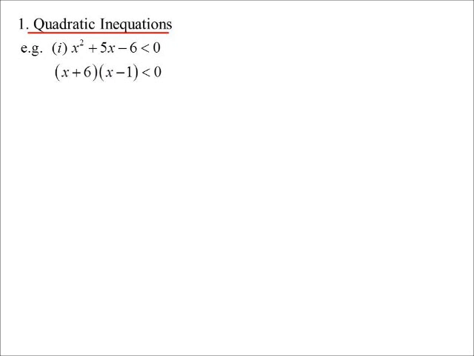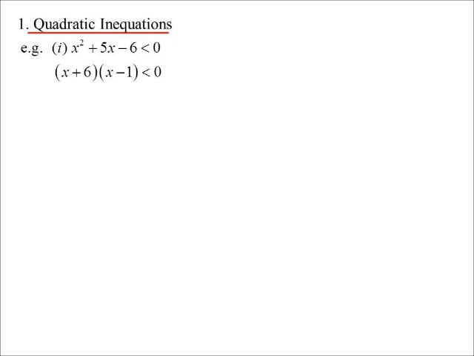Now, if it was an equation, at this point I would say, either x plus 6 is equal to 0 or x minus 1 is equal to 0. The logical mistake to make is at this point to go, either x plus 6 is less than 0 or x minus 1 is less than 0. Not true. Okay? Not true.